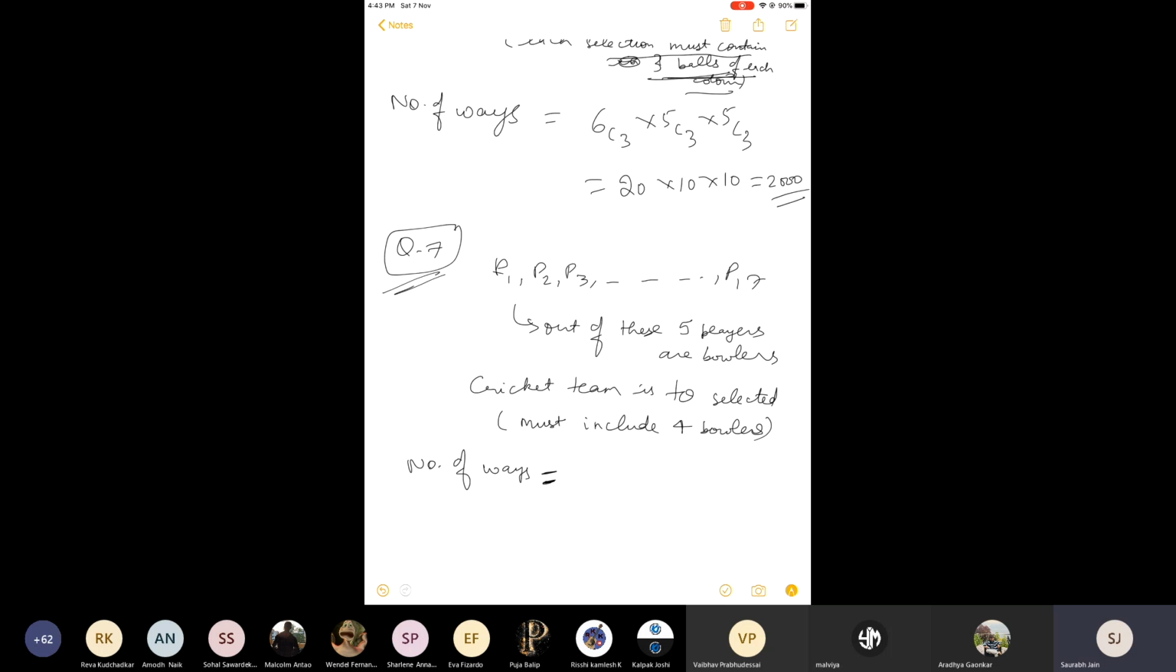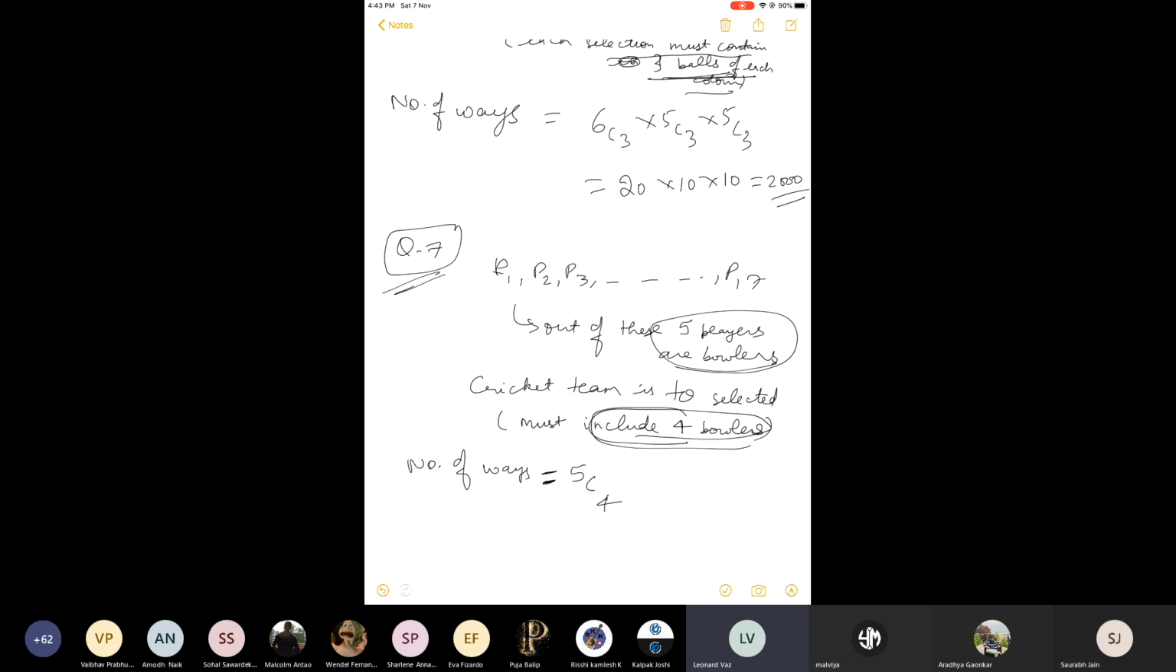5C4 into 12C7. Correct. Wait a minute. Why is 5C4 correct? Because see, there are 5 bowlers, right? You must select 4. So first of all, do not write 17C4. That will be wrong. Why is 17C4 wrong? Because that treats all 17 as bowlers and you are selecting 4. Out of 17, only 5 are the bowlers. But in the team, we need only 4 bowlers. So first of all, out of these 5, we select 4. Yes, now you can continue.